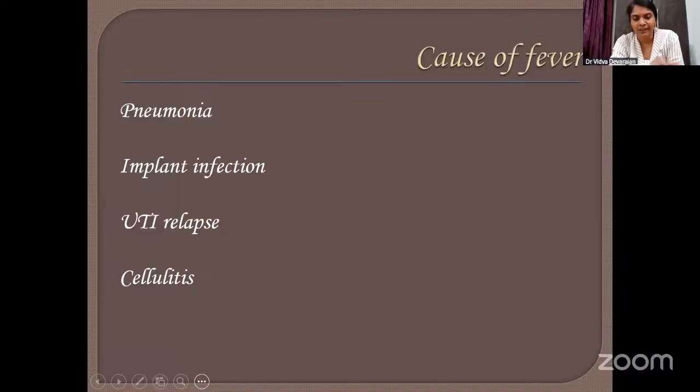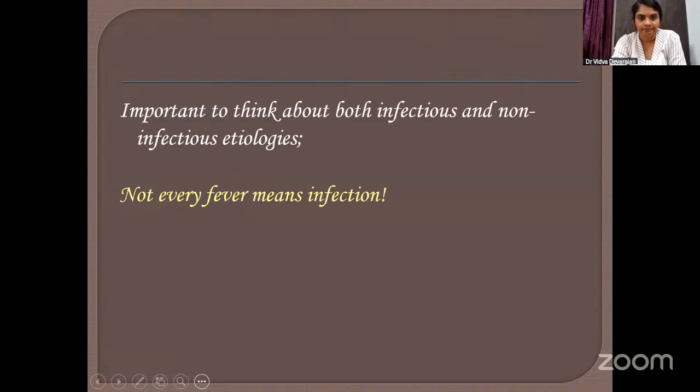So can this be pneumonia? It can. Atelectasis? Yes. Implant infection? It could be. Can it be UTI relapse? It could be. Can it be cellulitis? A little less likely because of the edematous limbs. It's important to think about both infectious and non-infectious etiologies. Not every fever means infection.